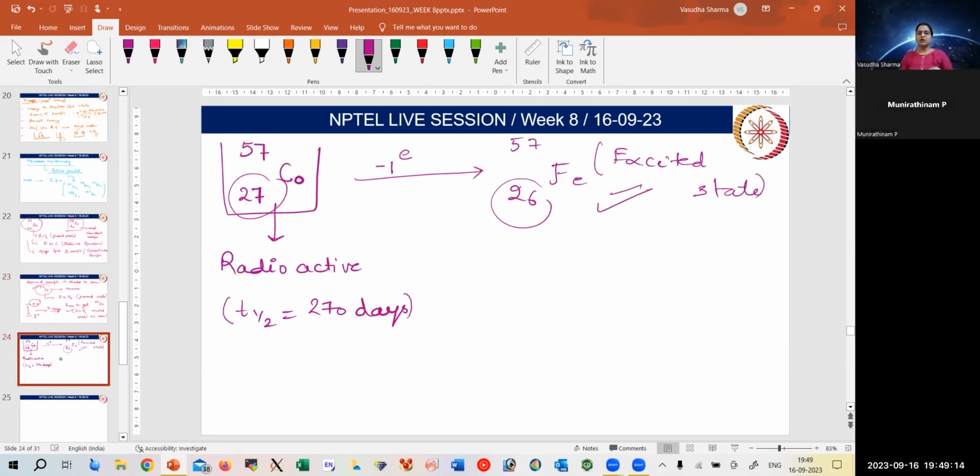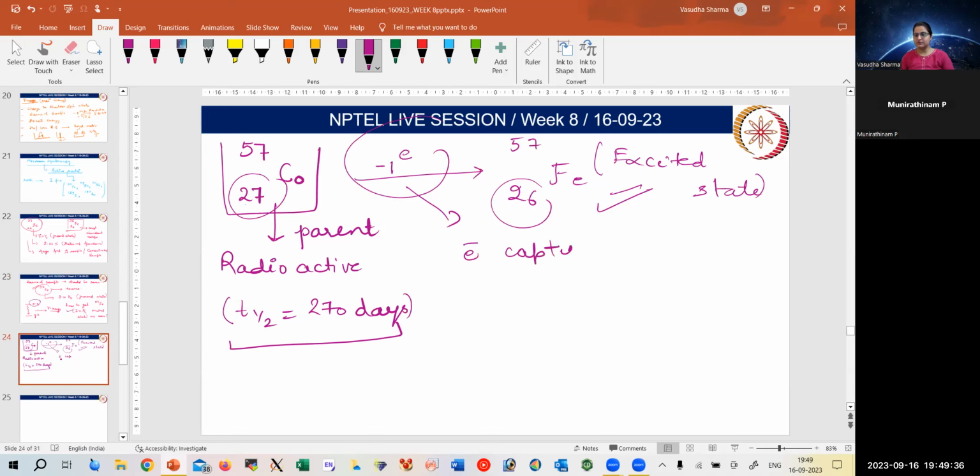What we do is use a parent source. We are not starting with iron 57; we are starting with cobalt 57. That's a radioactive source with a half-life of 270 days. That means it can live up to 270 days, and after that it will slowly convert to iron 57. How? By capturing an electron.